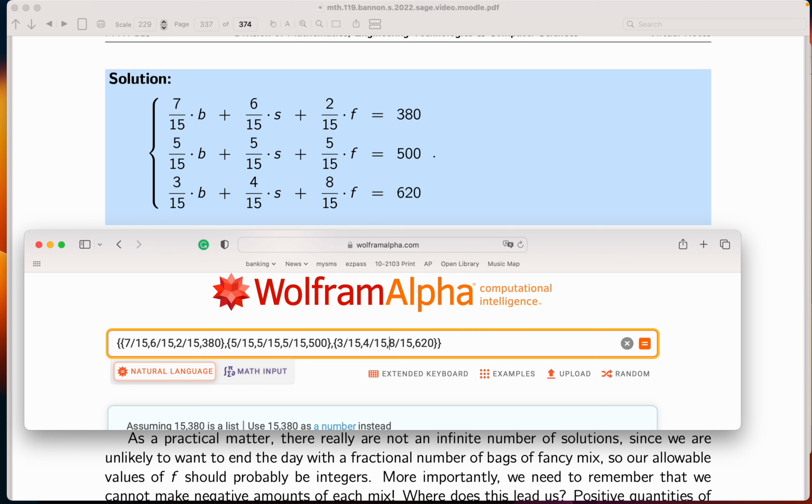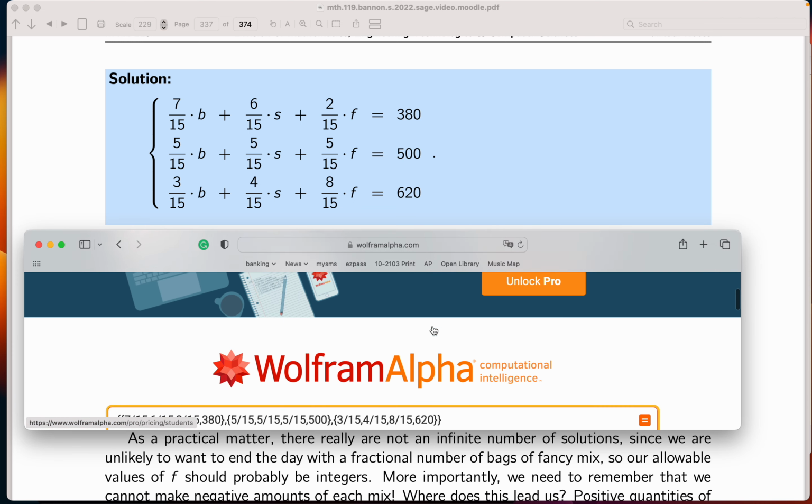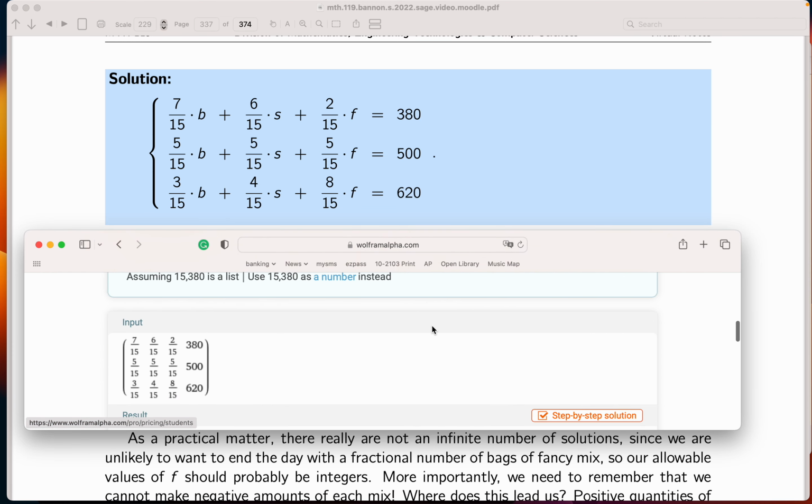And we'll look at the matrix in a moment, by the way. 8/15ths and 6/20. So it's a minor change, a very minor change. So let's just make sure I typed it in right. And I'm going to look at the matrix now. So 7/15ths, 5/15ths, 3/15ths, 6/15ths, 5/15ths, 4/15ths, 2/15ths, 5/15ths, 8/15ths, 380, 500, 620. The advantage of a machine, though, is it's easy for me to change things and see what happens.